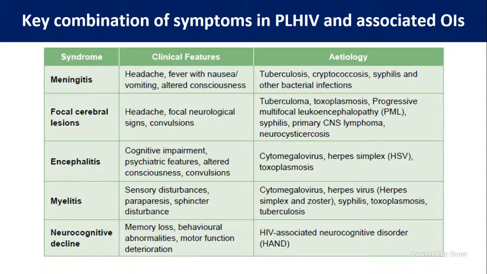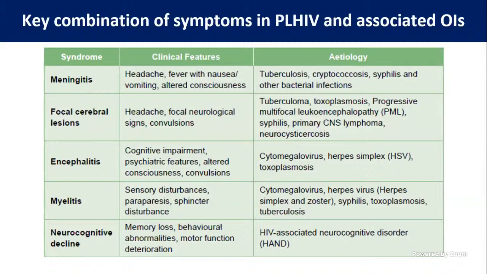If we look at the symptoms with which patients present with neurological disease, they can be grouped on the basis of a constellation of symptoms and signs into major syndromes. There can be a syndrome of meningitis, where patients usually present with headache, fever, nausea, vomiting and altered sensorium, and on examination you may find features of raised ICT as well as positive meningeal signs like Kernig's sign, Brudzinski's sign or neck rigidity. There are numerous causes for meningitis, the most important being tuberculosis, the next being cryptococcosis. But syphilis and other bacterial infections can also present with meningitis.